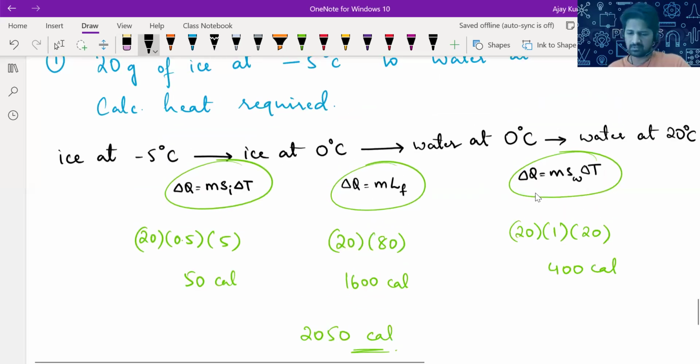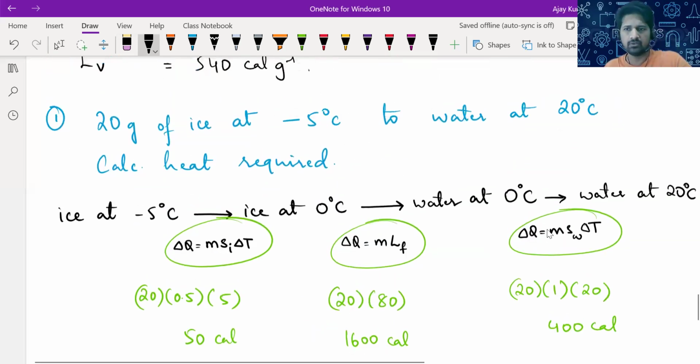Now see, here some material was given to you and you were asked to find out what is the heat required to convert this material to something else. Ice at minus 5 degrees to water at 20 degrees. These steps you will write, that's fine. You can do the reverse also. To convert ice at minus 5 to water at 20, you have to supply 2050 calories. To do the reverse, you'll have to remove 2050 calories from the system. So questions like this are also quite easy to solve.